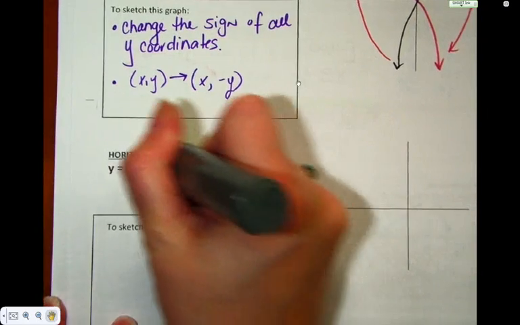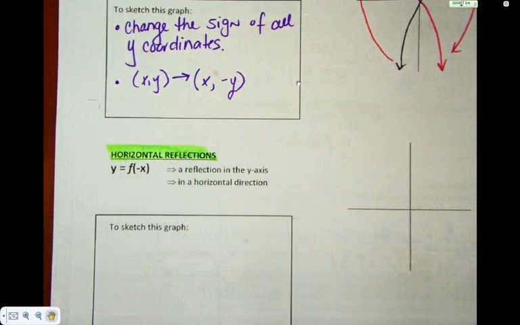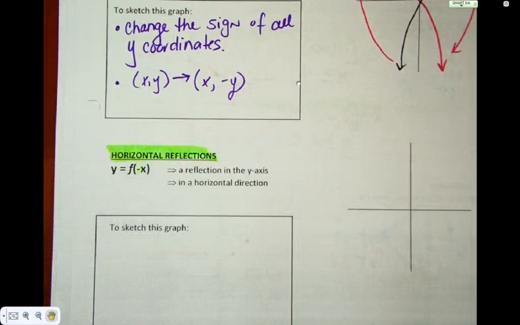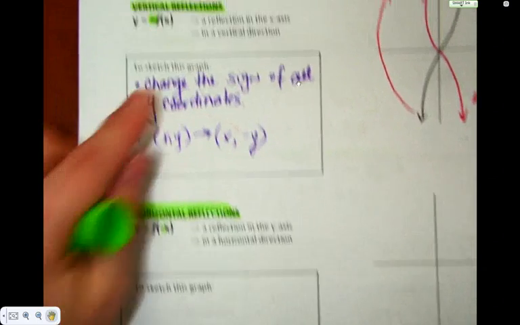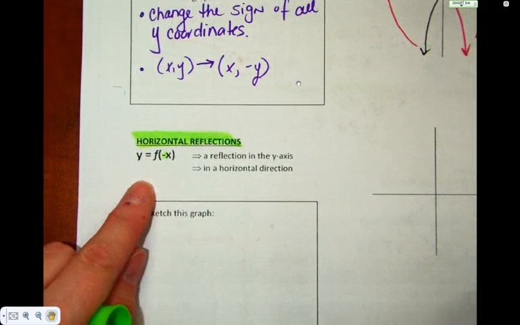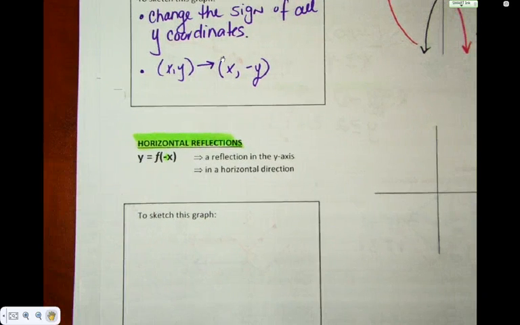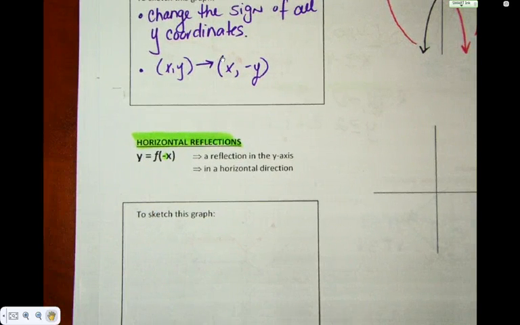What we didn't talk about last year was horizontal reflections. Ooh. That's when the negative is inside the brackets. So let's just look at that. Vertical is outside brackets. Horizontal is inside brackets. Does that sound familiar? That's a reflection in the y-axis, and that's in a horizontal direction. So instead of going up and down, we're going to go side to side.